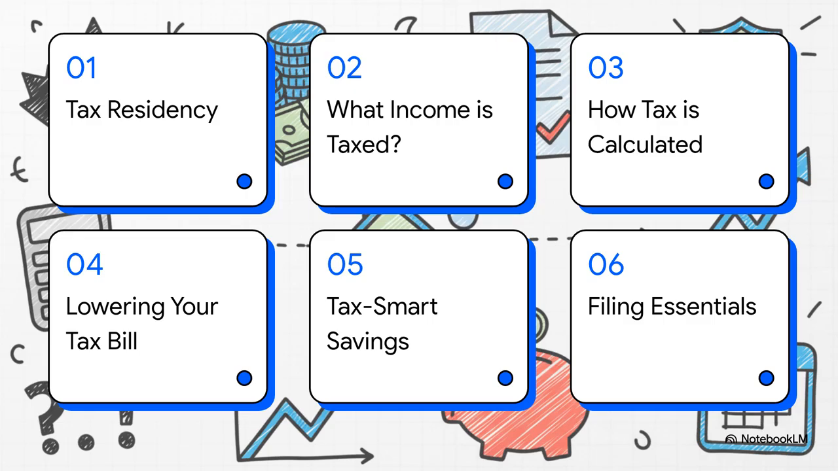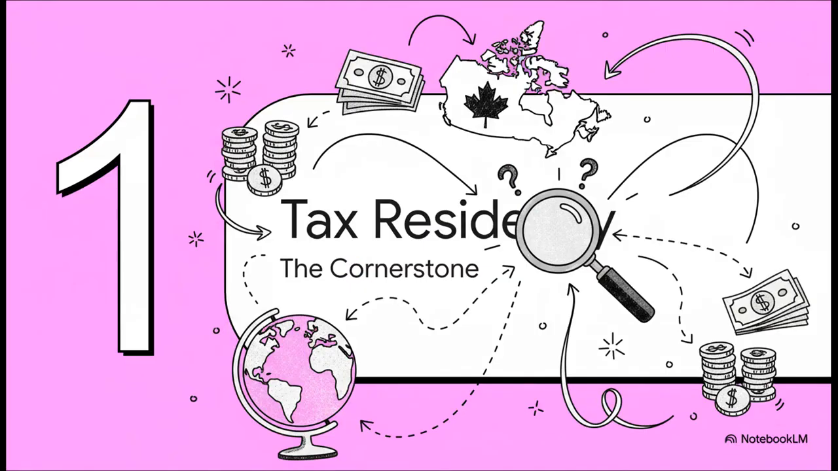So here's our roadmap for today. We're going to build our understanding from the ground up, starting with that cornerstone concept of tax residency. Then we'll move into what income gets taxed, how that tax is calculated, and of course, how to lower your tax bill. After that, we'll look at some tax-smart savings accounts and finish up with the filing essentials you need to know. Okay, let's dive into this first crucial concept.